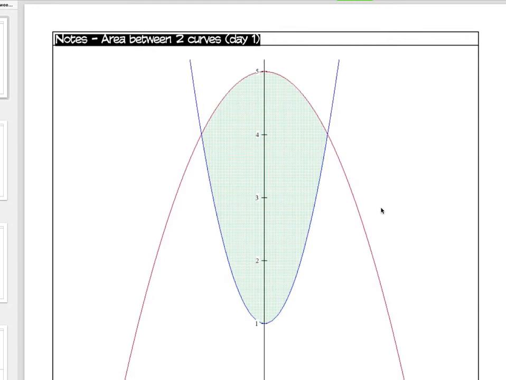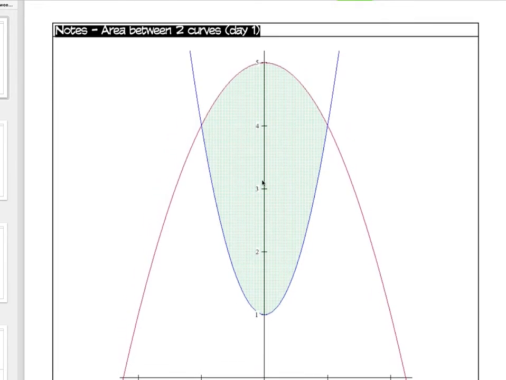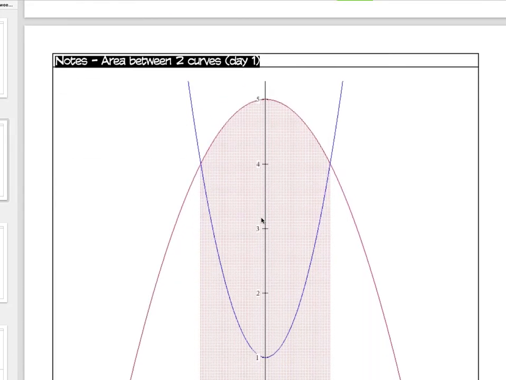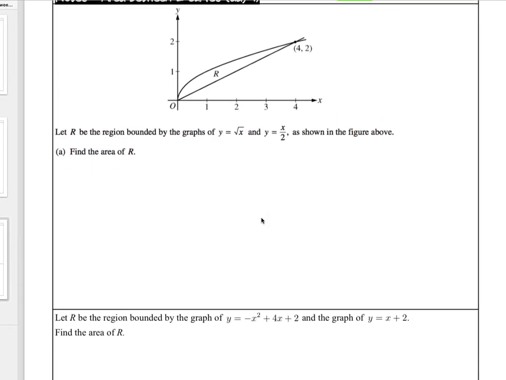And then integrate. Okay, so if I were to set this up, I believe this is an x value of -1, so we're going from -1 to 1, and then whatever my top function is minus the bottom function, when I integrate that, that gives me the area of the shaded region. So that's how you find the area between two curves. Now jump to your note sheet, and we're going to work these two problems.